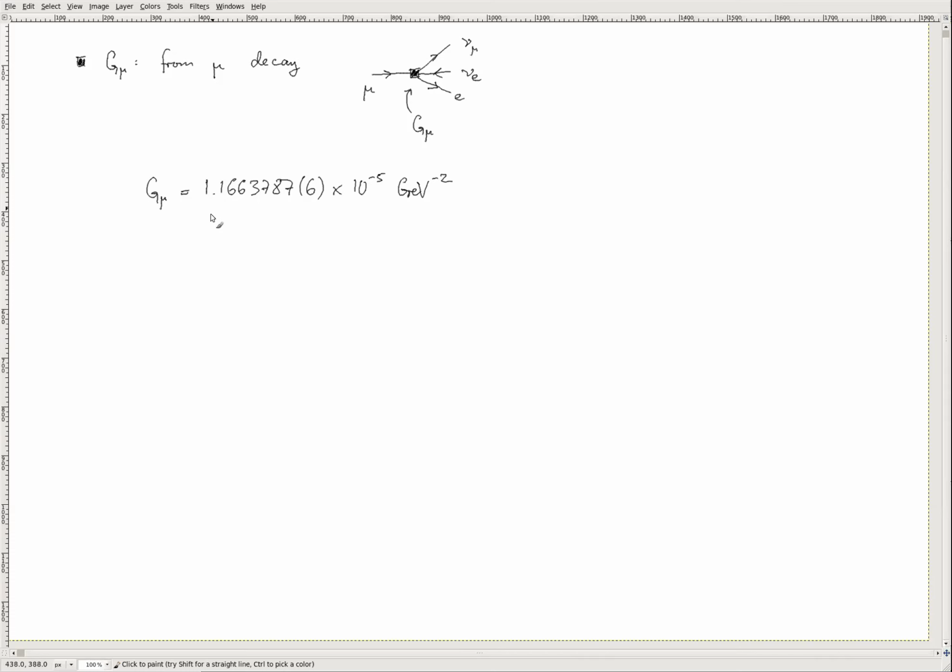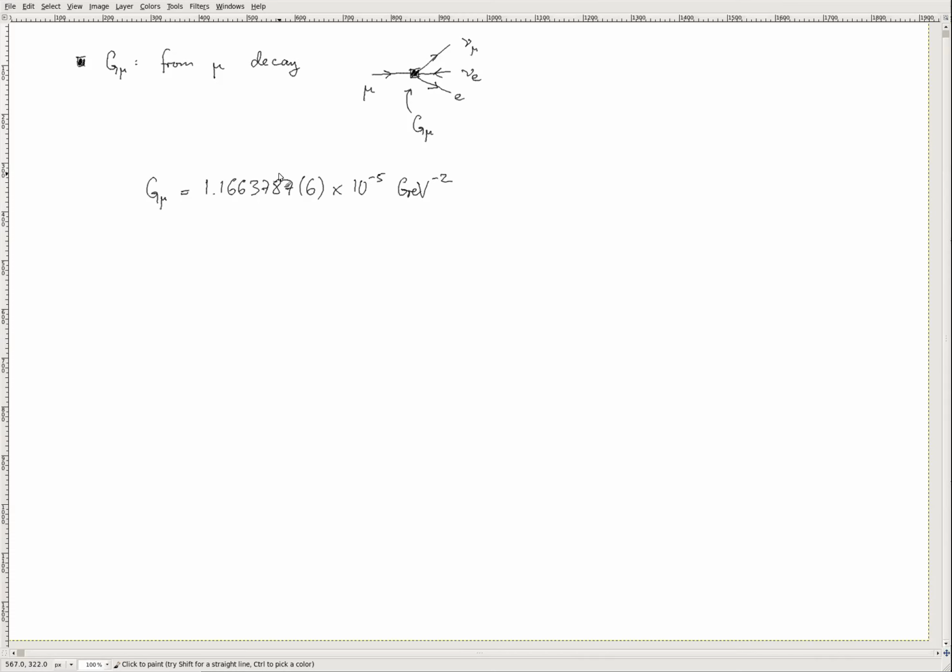Also you can see that this is pretty precisely measured, with something like 6 to 7 significant digits. And that's why it works well as an input parameter. Again, the relevant scale is pretty low. It's the muon mass, which again makes it not tremendously strongly affected by new physics.